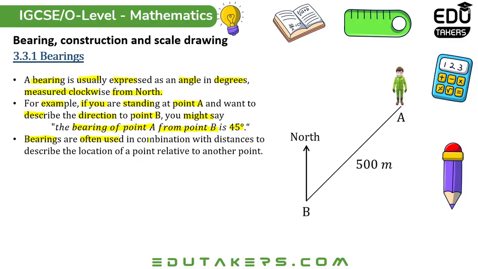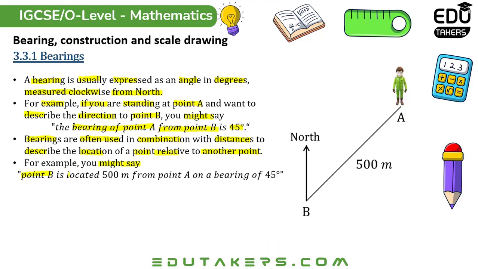Bearings are often used in combination with distance to describe the location of a point relative to another point. For example, you might say point B is located 500 meters from point A on a bearing of 45 degrees, as the distance between A and B is 500 meters.